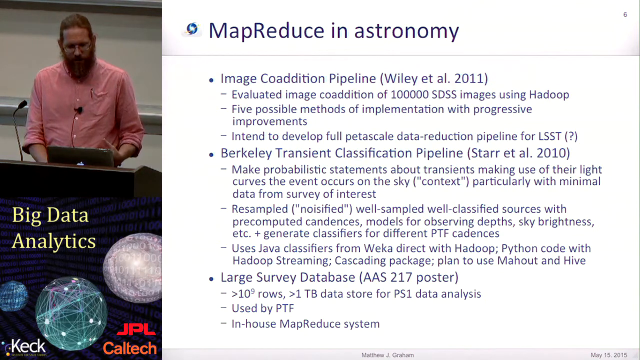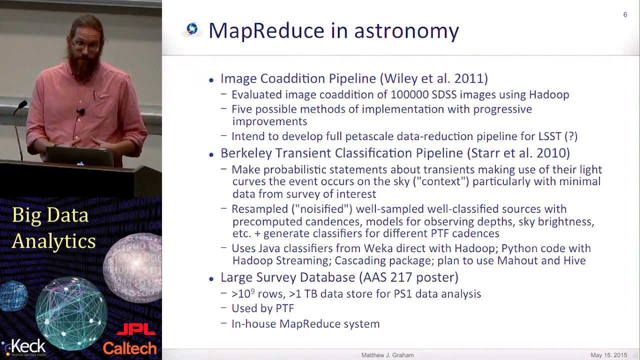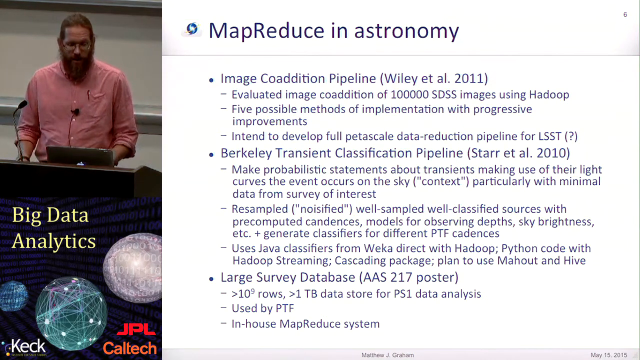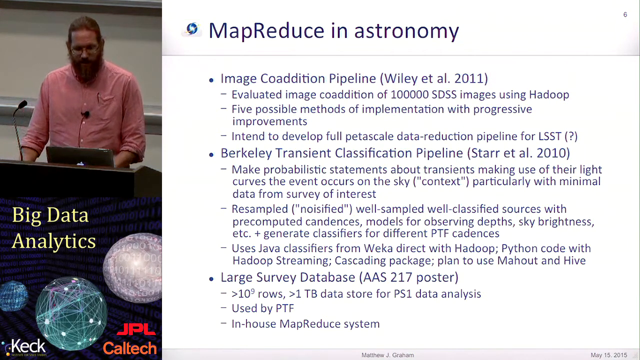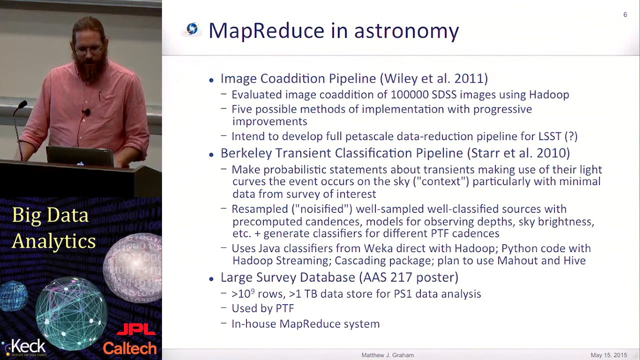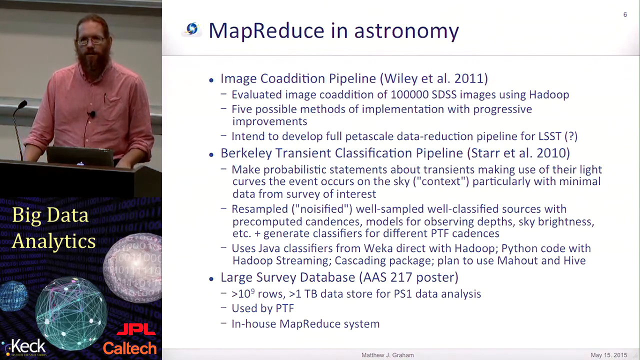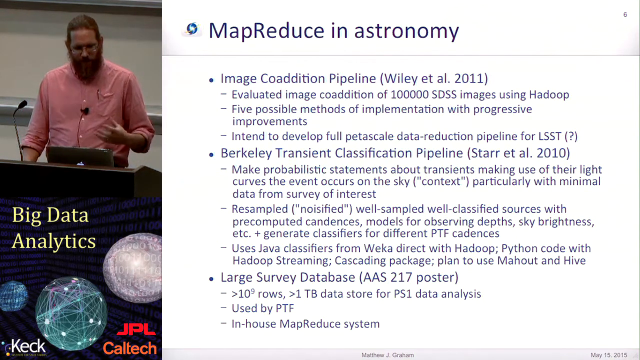And the idea is to use the most successful pipeline that they've produced and scale it up to handle petascale data that will come from LSST. The Berkeley Transient Classification Pipeline makes probabilistic statements about transients. It's a time domain survey, but again, it used Hadoop to identify different algorithms that would be very appropriate for working with different sky conditions and possibly different cadences and things like that.